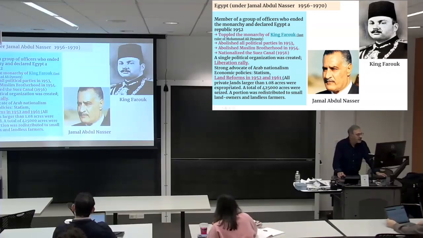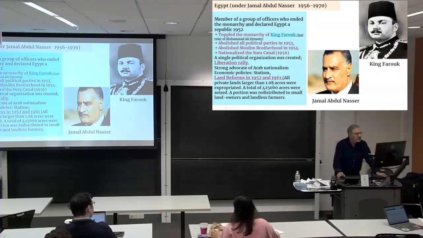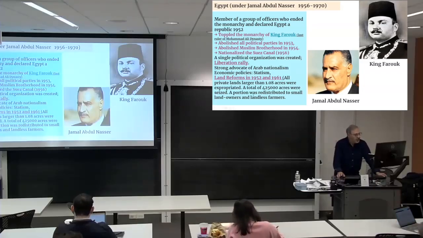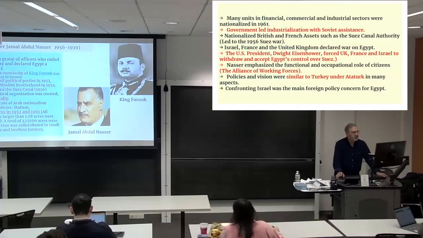All private lands larger than 1.08 acres were expropriated. A total of 425,000 acres of land was seized from large landowners. And as I said, some of it was redistributed to small landowners and landless farmers, and the rest of it was kept by the government as government-owned land.